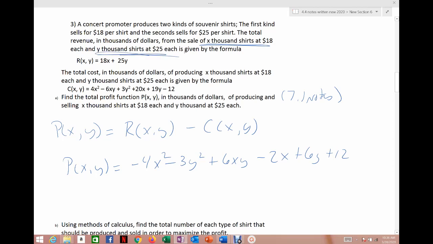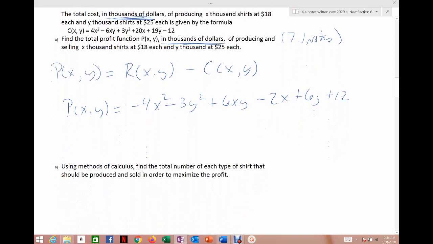Which again I have to remember, so reading the problem, the x value represents thousands of the $18 t-shirts, y represents thousands of the $25 t-shirts. Everything is in thousands, alright? Revenue is in thousands, cost is in thousands, which means profit will also be. So I've got to remember that when I write my final answers, it's all in thousands. Every single thing is in thousands. Thousands of items, thousands of dollars. So keep that in mind when I solve this and write my answers with appropriate units.